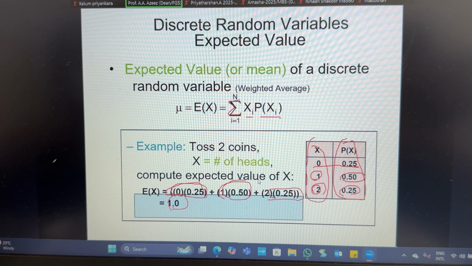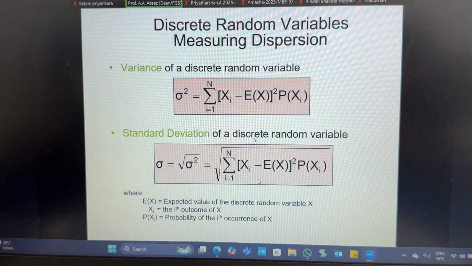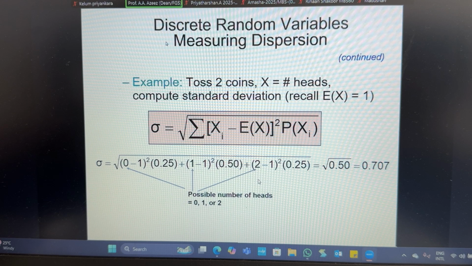So how to find the variance and standard deviation? The variance is now here: sum of (x minus E(X)) square P(xi). When you take the square root of the variance, you get the standard deviation. So now the same problem, we can find the variance and standard deviation.